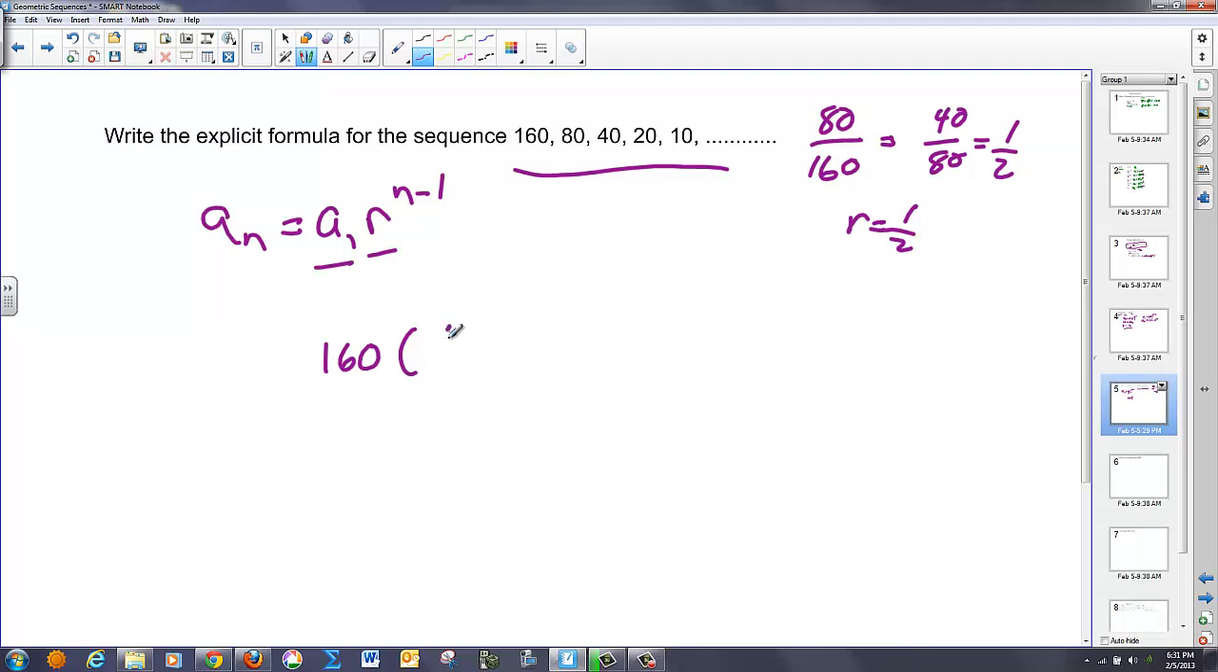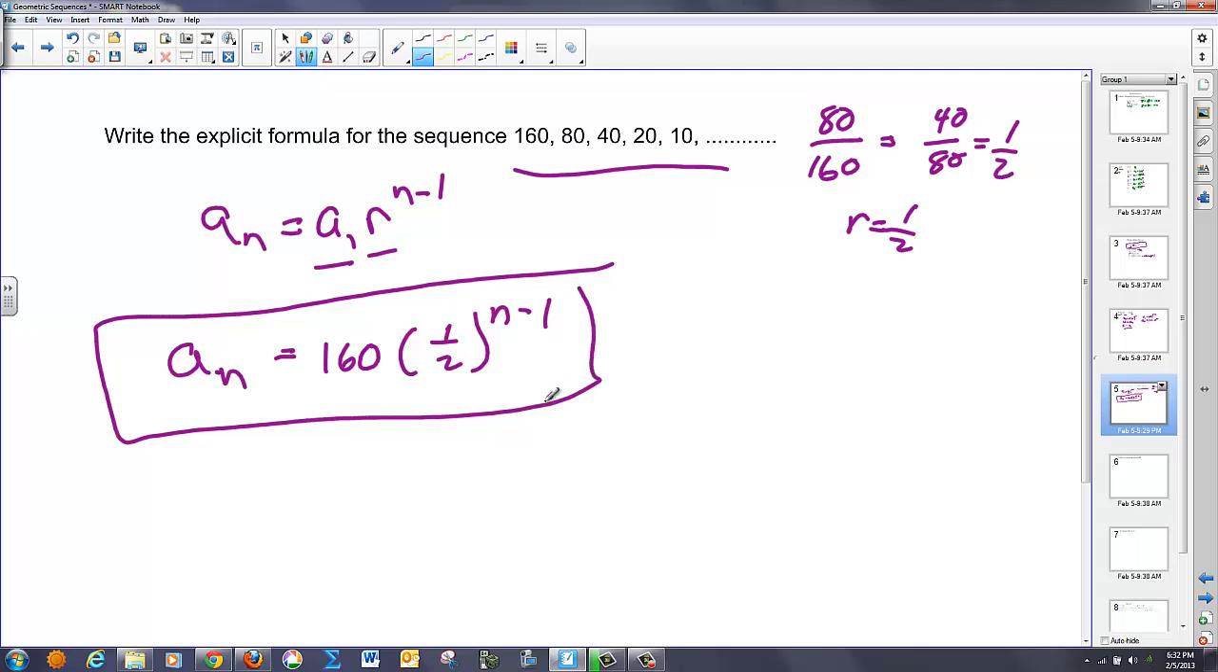So I say that's 160 times 1 half to the n minus 1 power, and that's equal to my nth term. This is my explicit formula. To prove that, I'm going to take and find, let's say, the 5th term. So if I want to find a sub 5, I should be able to plug that subscript 5 into this equation and get out the number 10.